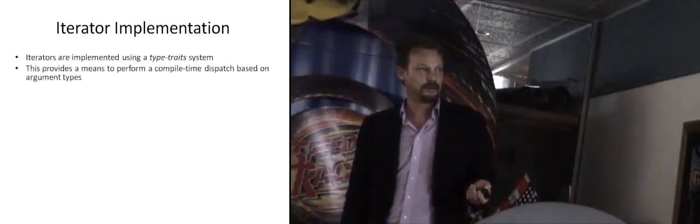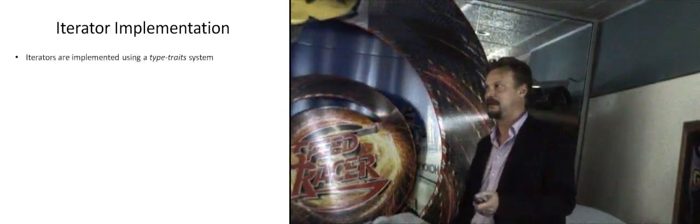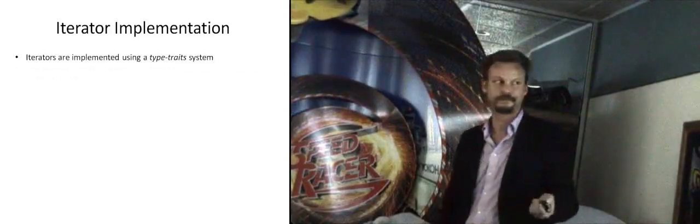Iterators are implemented using a type traits system. I guess people are familiar with the idea of type traits? I think you should cover it. Okay.